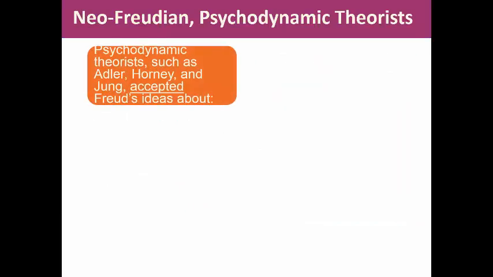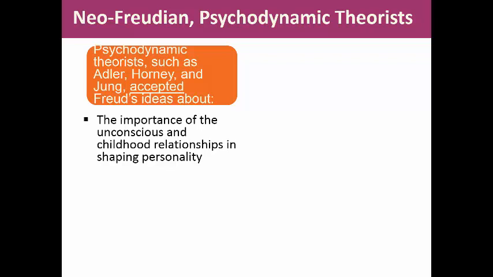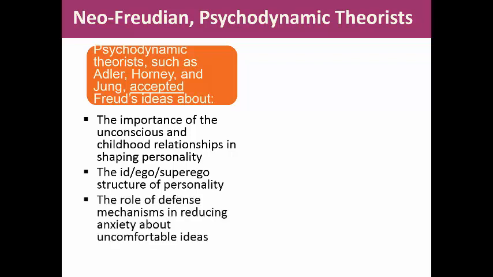So we have what we call neo-Freudians. These were disciples of Freud, people that studied with him and then continued on psychodynamic theory. So these are Adler, Karen Horney, Jung, and they accepted Freud's theories about the importance of the unconscious in childhood relationships and the shaping of personality. And I think that any modern day therapist would accept the role of childhood experiences in the development of personality. They also accepted the id, ego, superego structure of the personality. They also accepted the role of defense mechanisms in reducing anxiety about uncomfortable ideas.